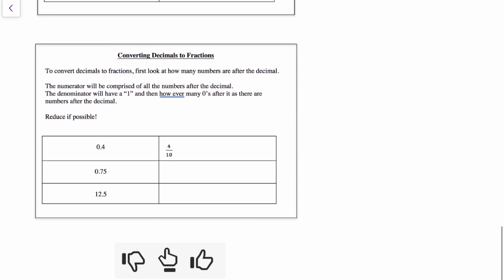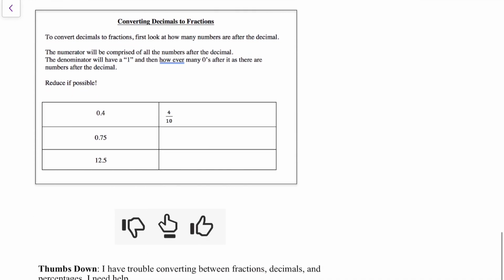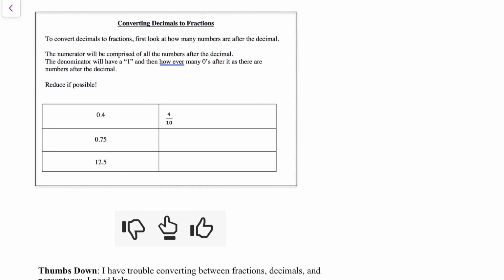Okay, and finally, we have converting decimals to fractions. Well, again, our decimal portion of our number is how much I have, and I want to figure out what it is out of. And in a decimal, the out of is determined by the place value. So in this case, the 4 is in the tenths place, and so it's going to be 4 out of 10. And then again, I'm going to reduce as much as possible. So here I get 2 over 5.